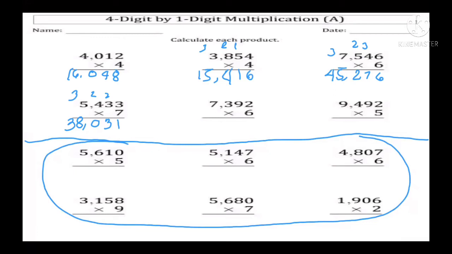Okay, next. 6 times 2. 6 times 2 is 12, correct? So 2 here and then 1 up here. 6 times 9. 54, correct? 54 plus 1. 55, correct?